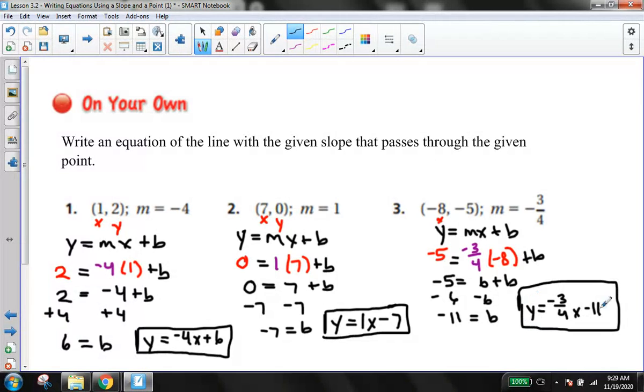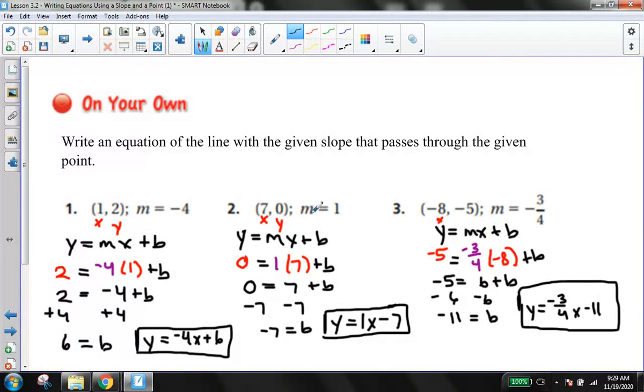And again, every single one of these, you can use the table feature on your calculator to double check to make sure that you have the right answer, or you can simply plug your point in to make sure that that would pop up whenever you plug your x value in to get that same matching y value.